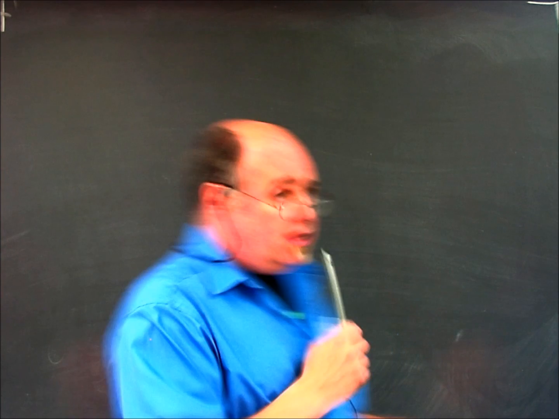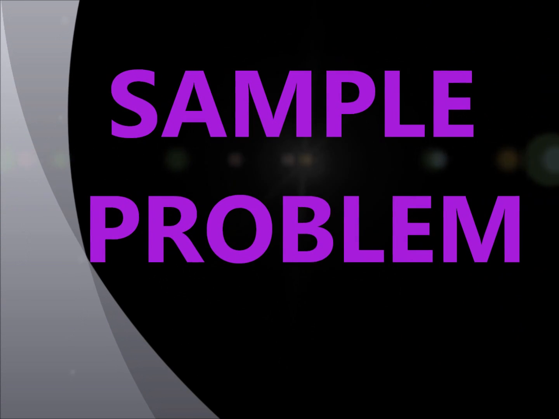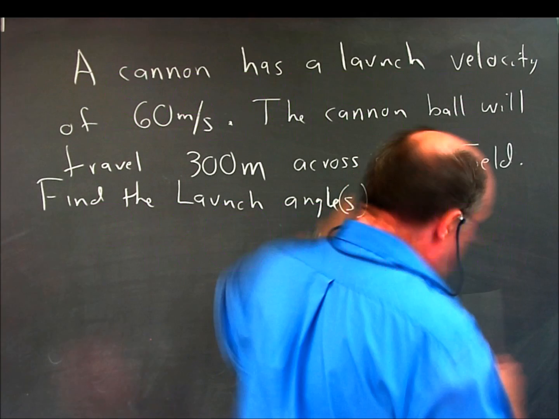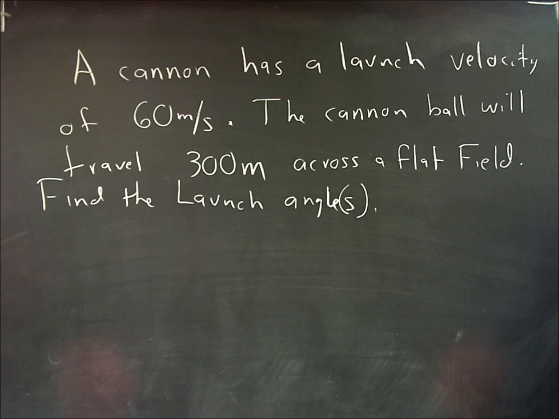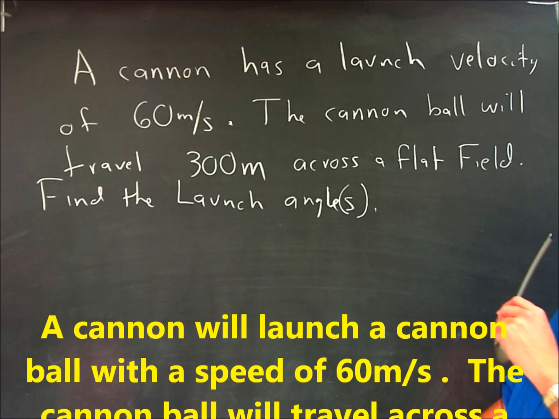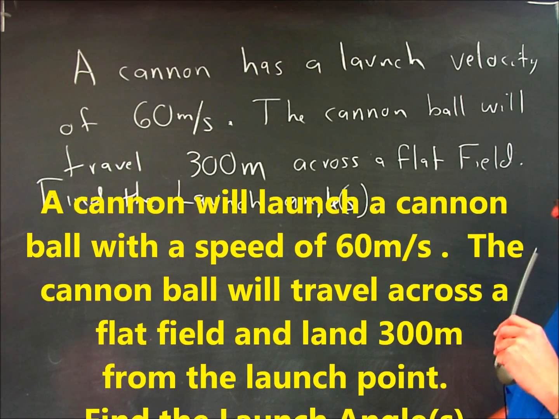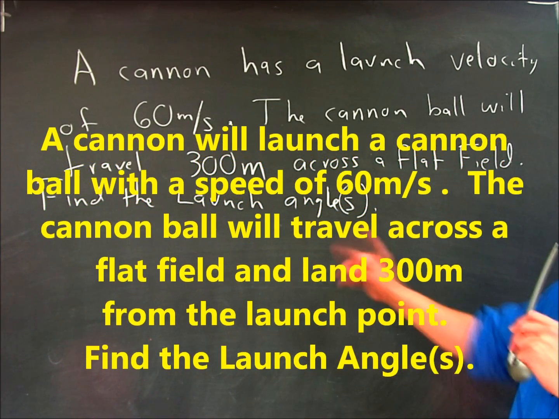So you see, what if they did say something like this? What if they said that a cannon launches these cannonballs with a speed of 60 meters per second. Then I'm saying that the cannonball will travel 300 meters across the field, a flat field, when it lands. And then I'm saying find the launch angle.